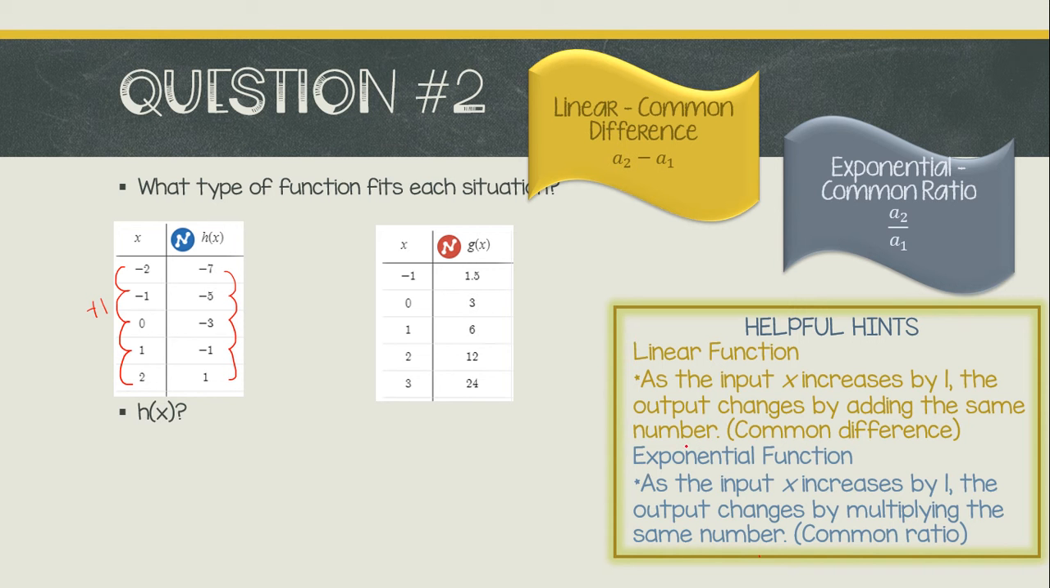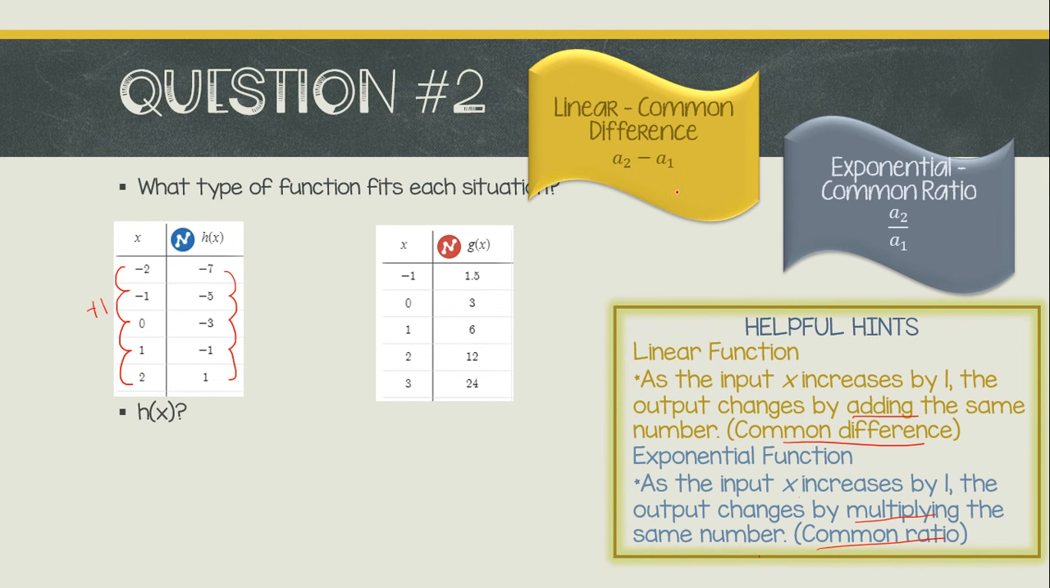Okay, that's one option. The other option is it being an exponential function, and that's as the input increases by 1, the output changes by multiplying the same number. It has a common ratio. So we multiply for the common ratio and we add for the common difference.